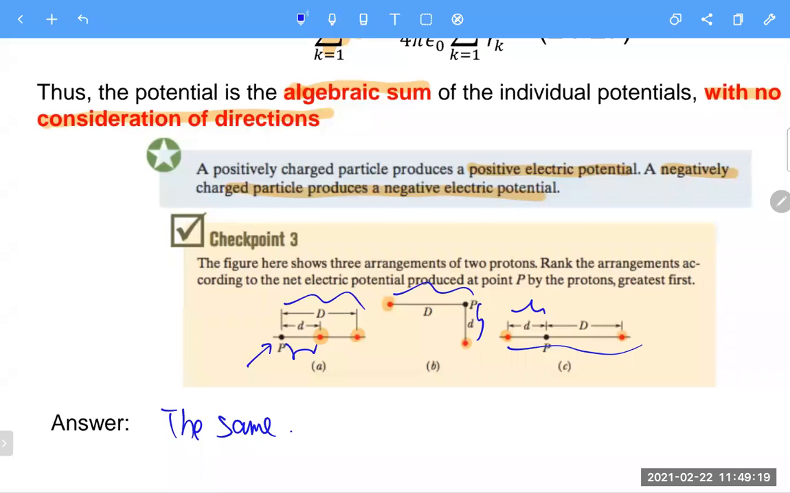When you only consider V, you just add them together and they are the same. But when you consider the E field, it points to this side for this one, and to this side for that one. So when you consider the magnitude of the E field, A will be larger than B, which will be larger than C. But when you consider the electric potential, all three cases are the same.